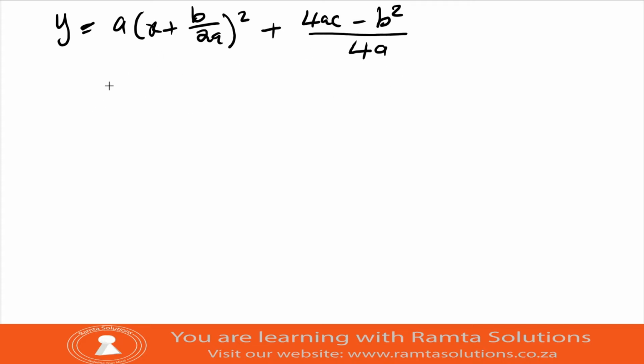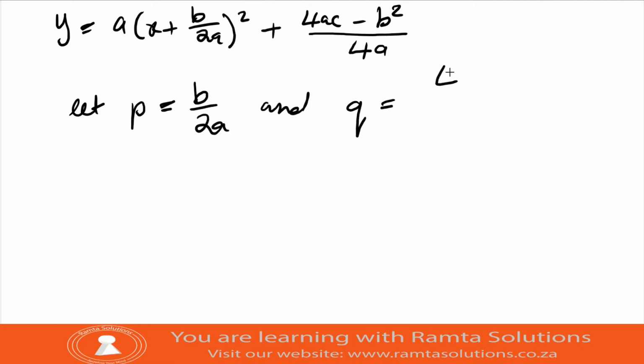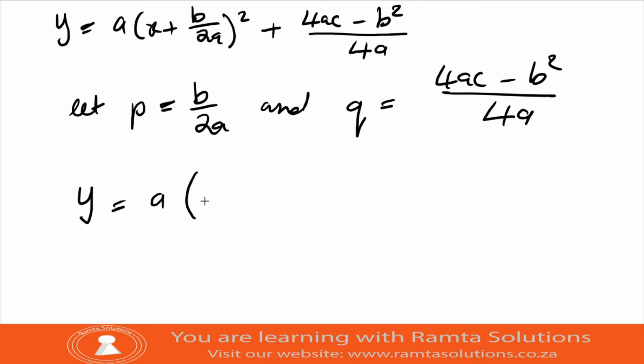Now we then will be given a parabola that comes into this part. Let p equal b over 2a and q equal 4ac minus b squared all over 4a. Therefore this means y equals a into x plus p all squared plus q.